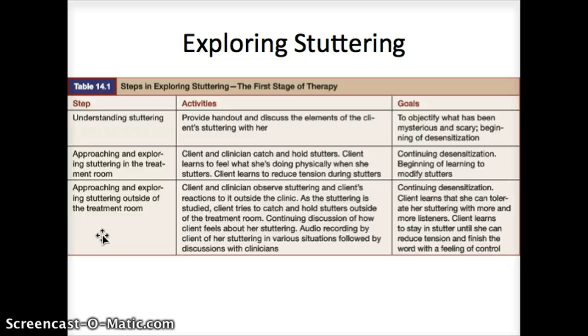Continuing discussion of how the client feels about their stuttering. You can audio record them in various situations, followed by discussions with the clinician.